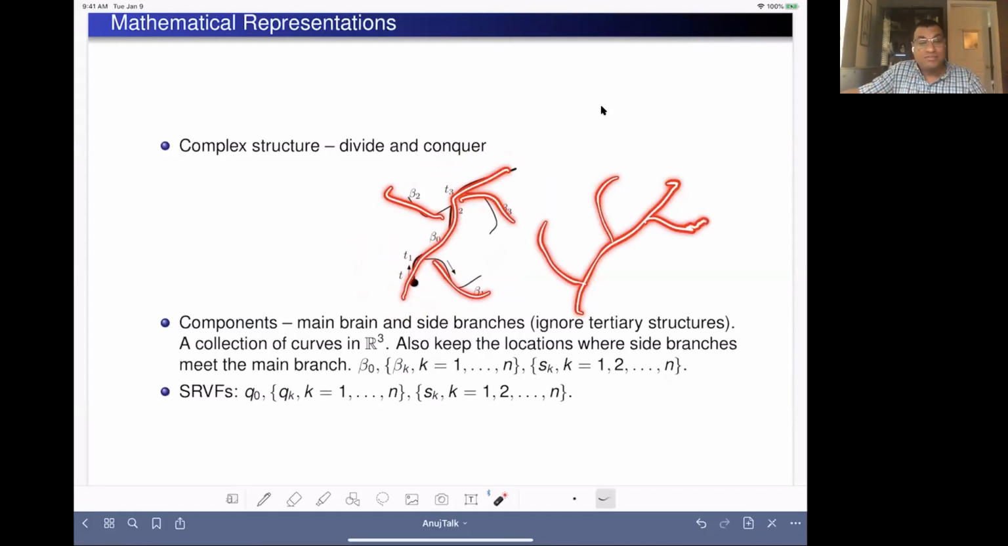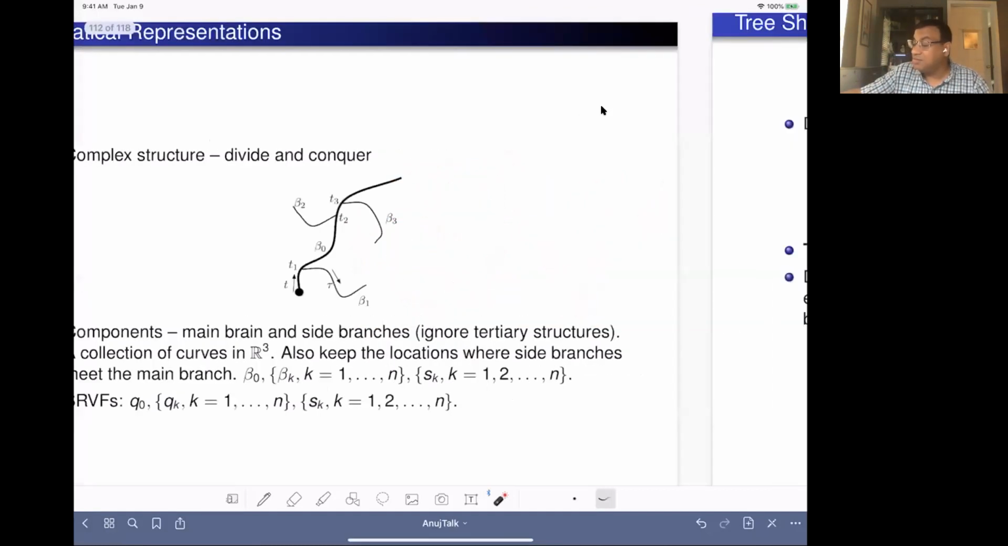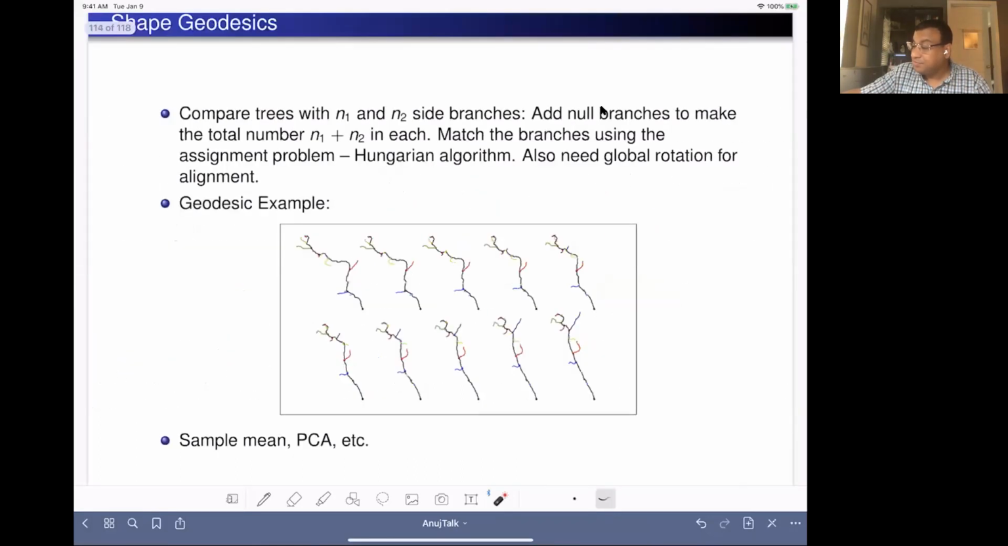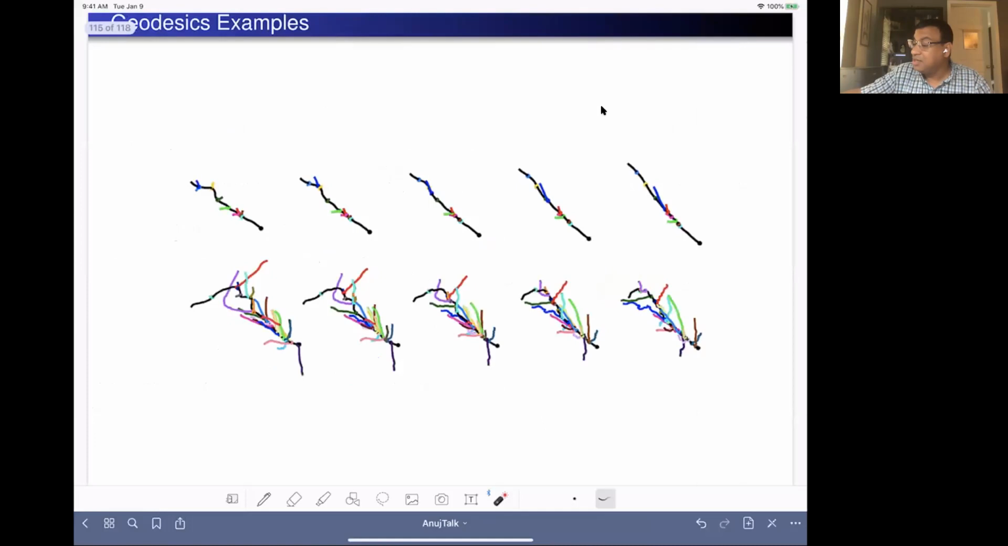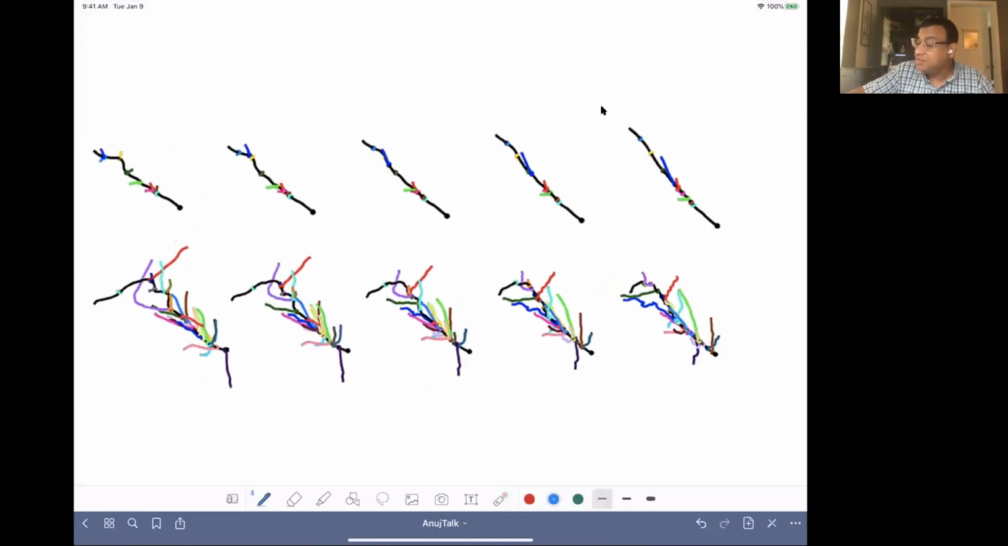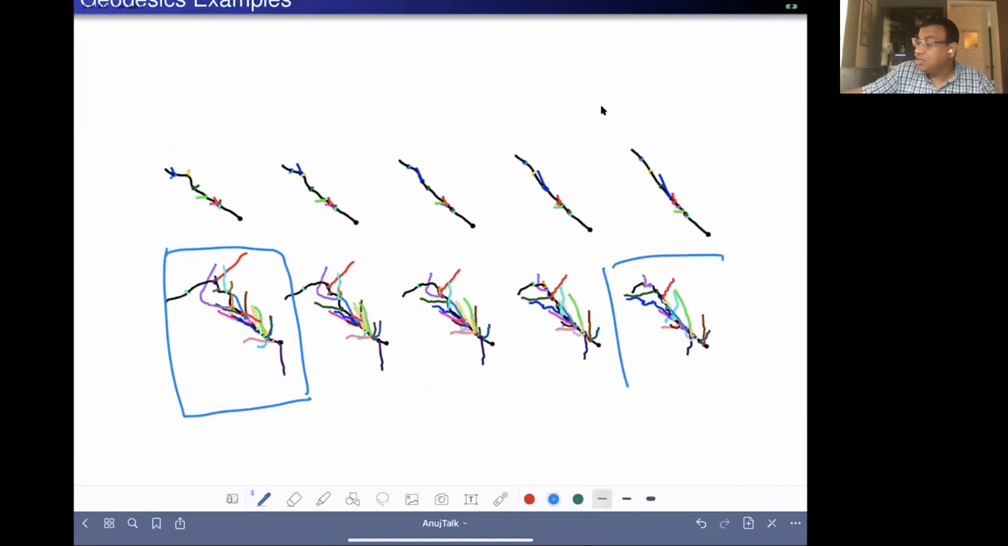This curve may have a different number of side branches, and that tree may have a different number of side branches. So this is a matching problem, solved using an algorithm called the Hungarian algorithm. I want to show you some examples. Here's an example of a geodesic. There is one external neuron, and here is another external neuron. We perform a registration between points. First, we perform registration between branches, and then registration between points along the branches. And then we actually compute geodesics.